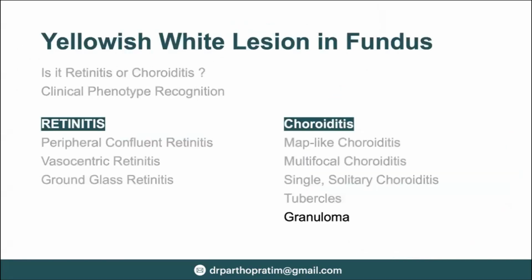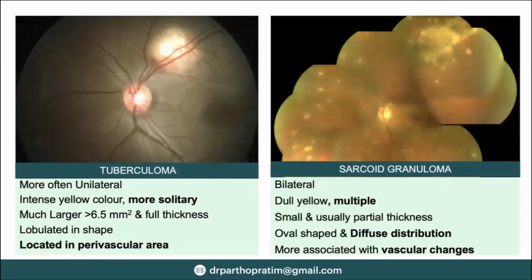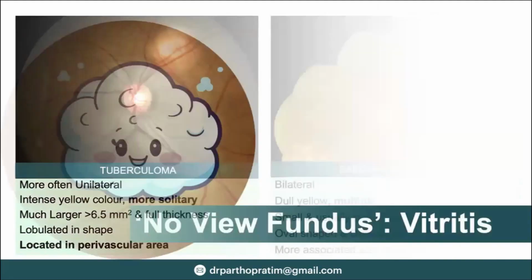Now, granulomas are another yellowish-white pattern that can confuse you. Both tuberculoma and sarcoid can have them. Let me try to decode it, though sometimes it's very difficult to differentiate them clinically. Some important points can be remembered as follows. Tuberculomas are usually unilateral, whereas sarcoid mostly involves both eyes. The tuberculoma is usually located in the perivascular area, whereas sarcoid involves the periphery with a diffuse distribution, and most commonly it is associated with some vascular changes.